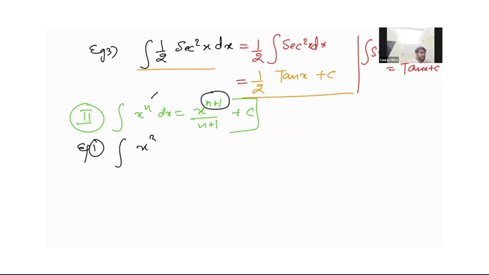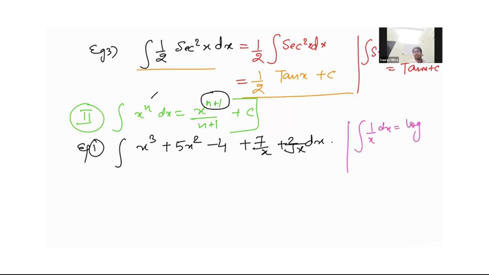Integration of x to the power 3 plus 5x square minus 4 plus 7 by x plus 2 by root x dx. Okay, before starting you should know the integration of one thing, 1 upon x dx. The integration of 1 upon x is always log x plus c. It is a specific integration, specifically 1 upon x. Now the rest we all know.